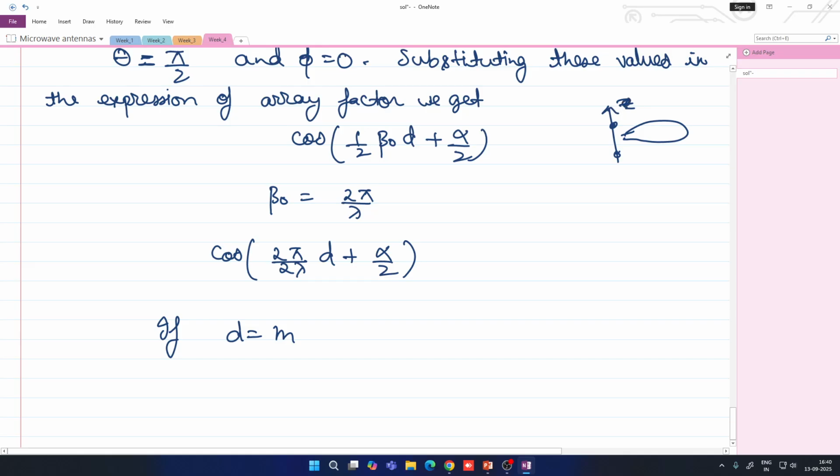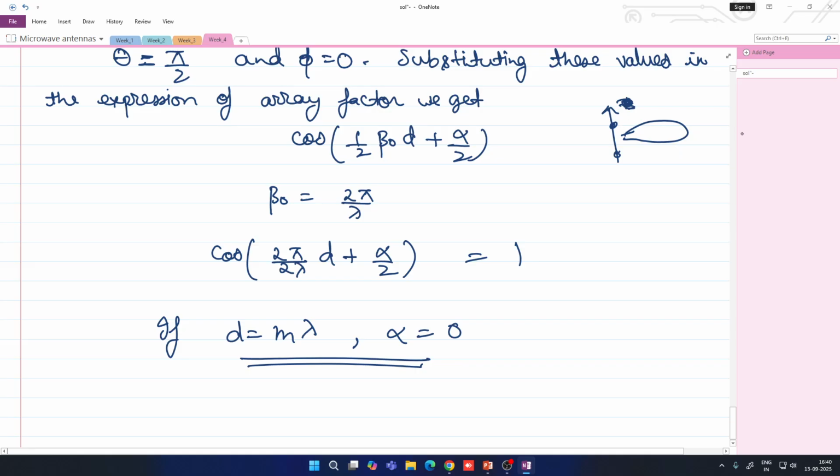It can be any direction, just for reference I'm telling. So in this case, this array factor should be maximum, equal to 1. It will happen only when d is some multiple of lambda, because we want it to be pi cos pi or cos 0, because the maximum value of cos can be 1, right? And this alpha by 2, alpha should be 0.